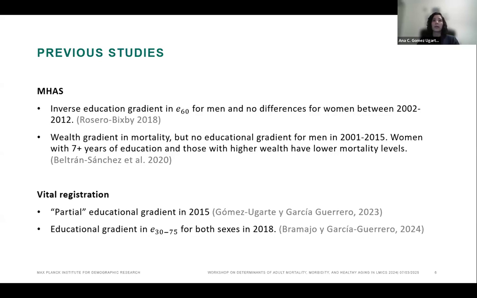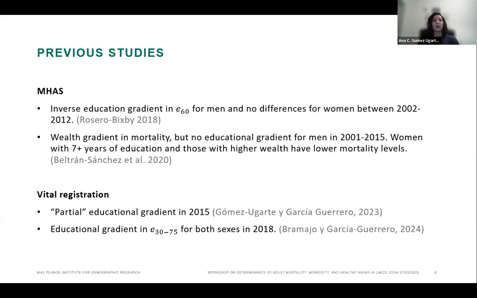And then for women, a slight gradient in mortality has been found, but only for women with 7+ years of education and with higher wealth. These have been found to have lower mortality levels. On the other side, when we look at vital registration and census estimates, for more recent years in 2018 we find an education gradient when using 3 groups, but only for partial life expectancy from 30 to 75 years.